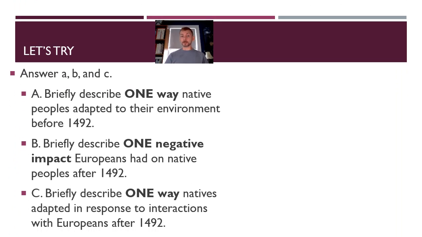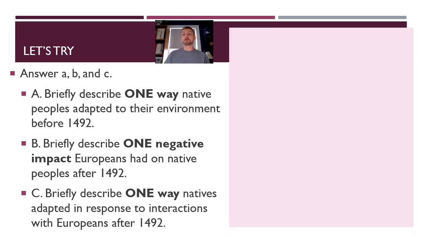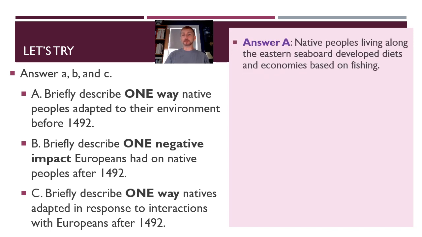So let's try one together. So we're back to our question: briefly describe one way Native peoples adapted to their environment. Let's just do A. For A, answer, cite, explain, we need to come up with a way Native peoples adapted to their environment. So an adaptation. So my answer is Native peoples living along the eastern seaboard.